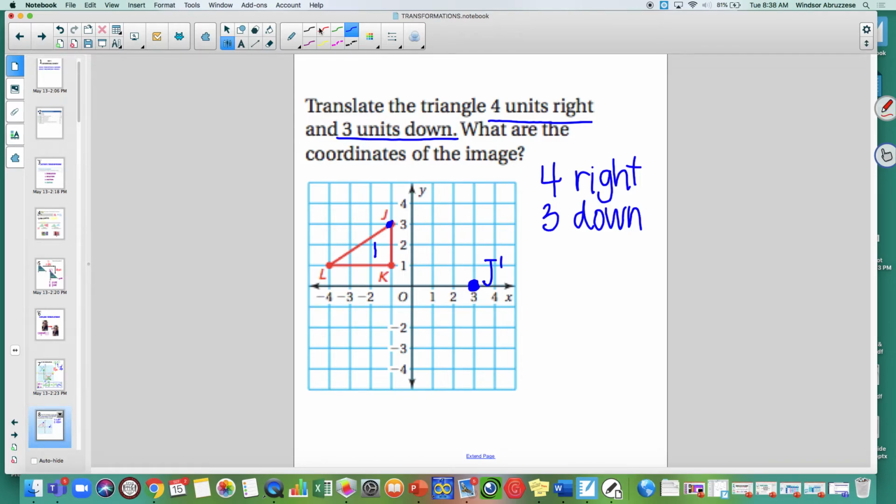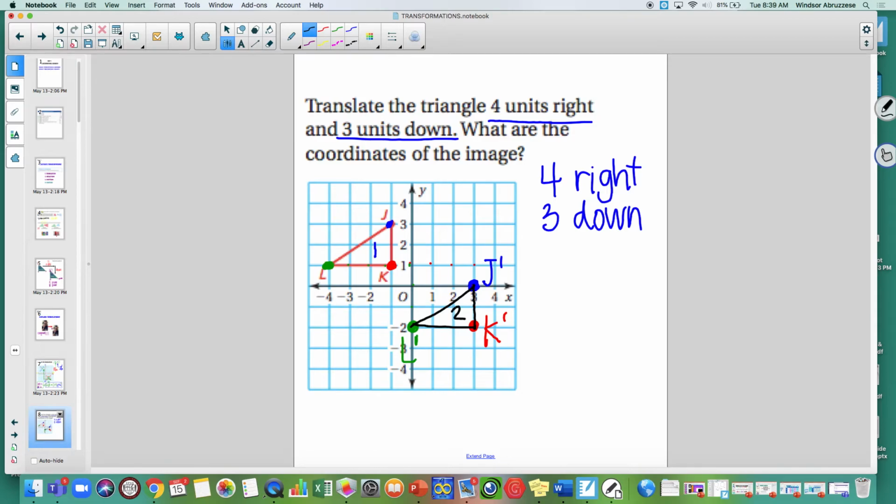Let's do the same for K. 4 to the right, 1, 2, 3, 4, down 3, 1, 2, 3. Here's my K prime, new K. And then L. 4 to the right, 1, 2, 3, 4. Now down, 1, 2, 3. This is L prime. Now let's connect the dots, make our triangle.